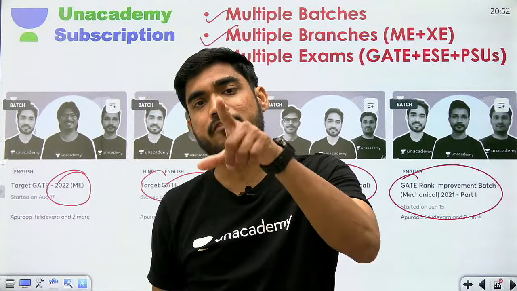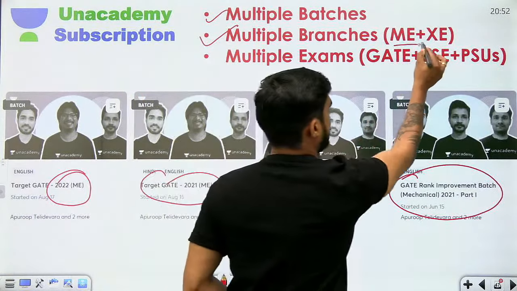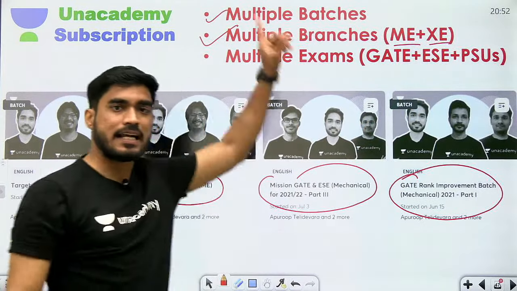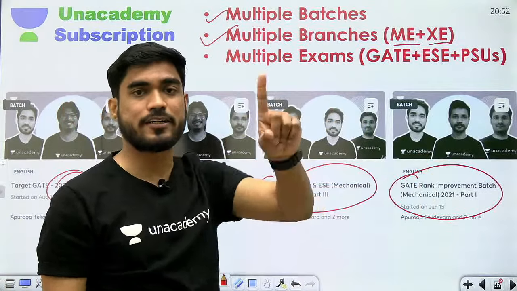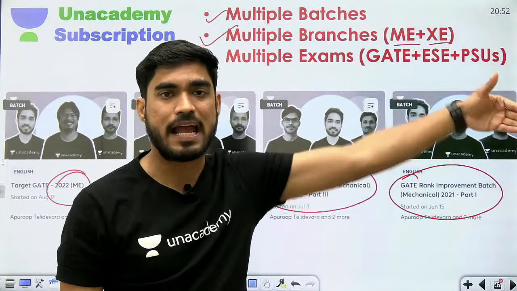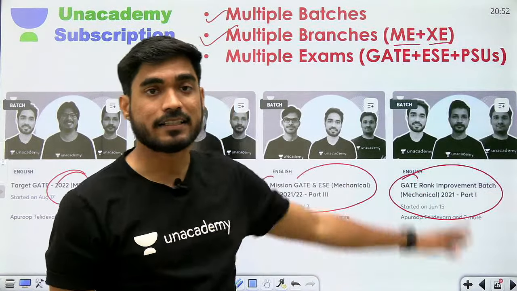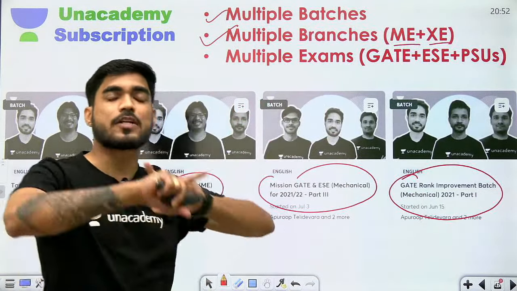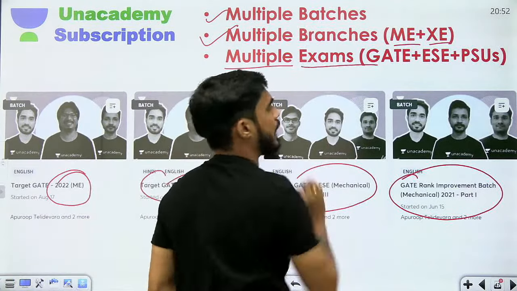So if you are preparing for GATE from two different branches, let's say ME plus XE, this is just an example, you can attend the classes of ME, you can attend the classes of XE also. You don't need to take separate subscriptions for ME and XE. So beta, take the Unacademy Plus subscription, you can attend all the classes. And you can attend the classes of multiple exams.